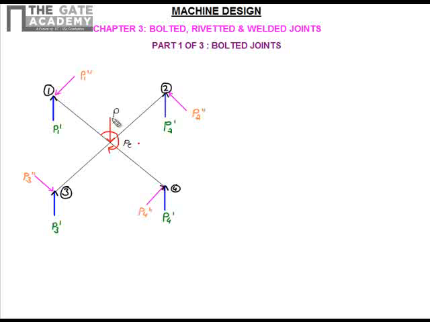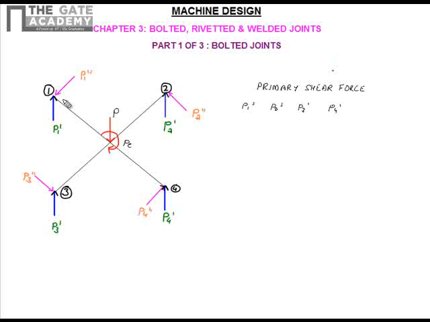This imaginary force P at the centroid results in primary shear forces, basically P1 dash, P2 dash, P3 dash and P4 dash. So these are the primary shear. The primary shear force will be generated due to the load, given by P1 dash, P2 dash, P3 dash and P4 dash.